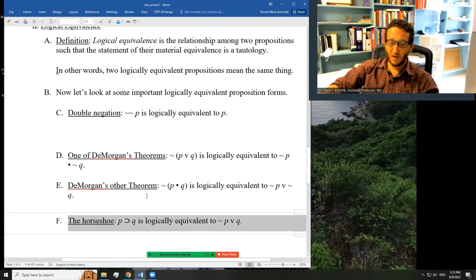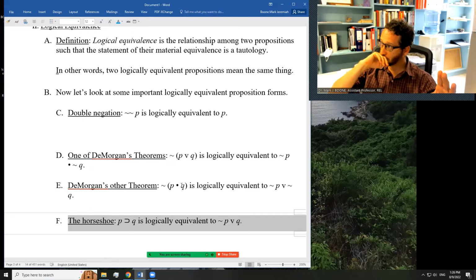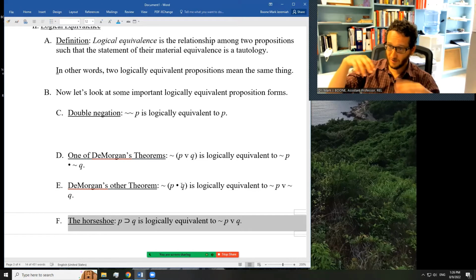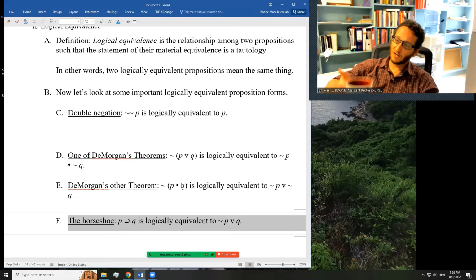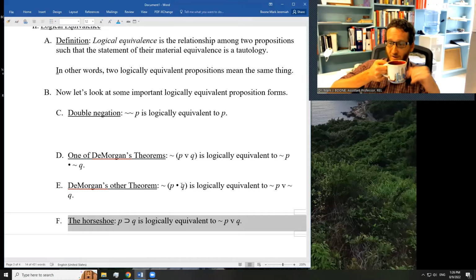Finally, the horseshoe. P horseshoe Q is logically equivalent to tilde P wedge Q. In other words, if P then Q is logically equivalent to not the if clause or not the then clause. To illustrate by example, if it is pouring down rain when Mark leaves the office, then Mark will bring the umbrella, is equivalent to either it is not pouring down rain when Mark leaves the office or Mark brings the umbrella. They mean the same thing.